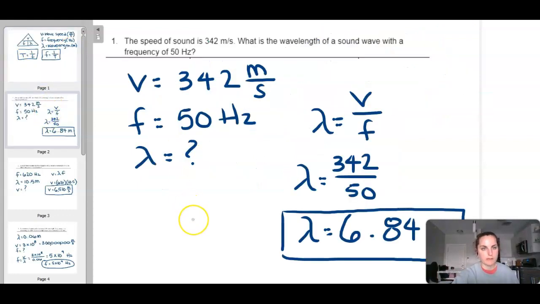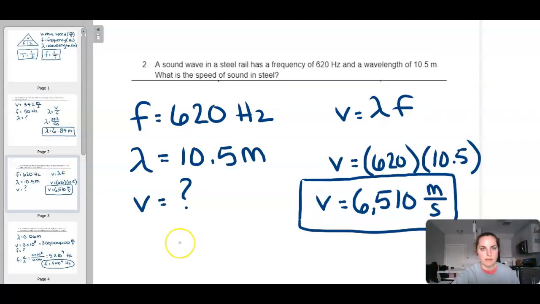So number 1, the speed of sound is 342 meters per second. What is the wavelength of a sound wave with a frequency of 50 hertz? So our wave speed was 342 meters per second. Our frequency was 50 hertz. We are going to divide those numbers, so you should get 6.84 meters.